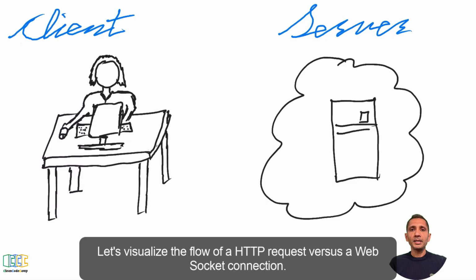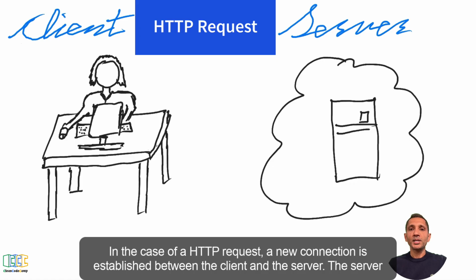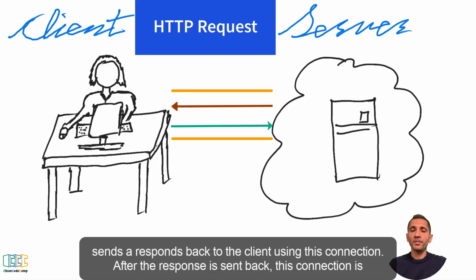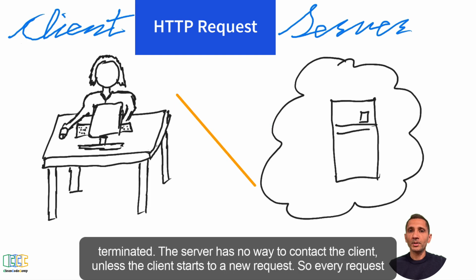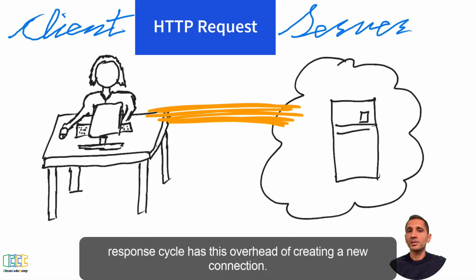Let's visualize the flow of a HTTP request versus a WebSocket connection. In the case of a HTTP request, a new connection is established between the client and the server. The server sends a response back to the client using this connection. After the response is sent back, this connection is terminated. The server has no way to contact the client unless the client starts a new request. So every request-response cycle has this overhead of creating a new connection.